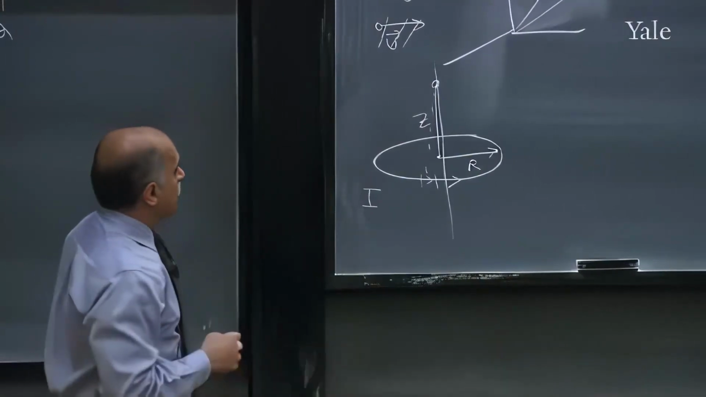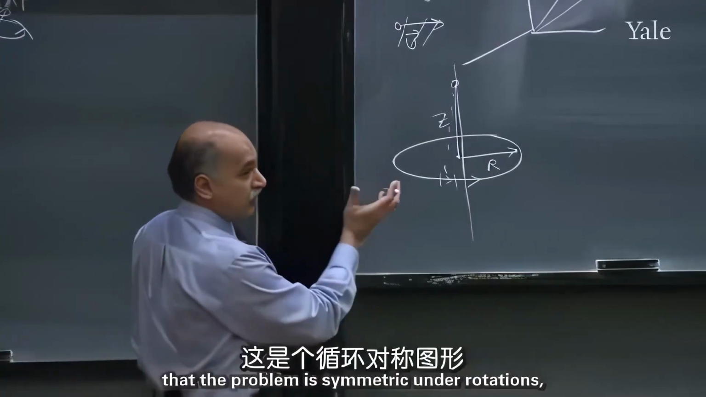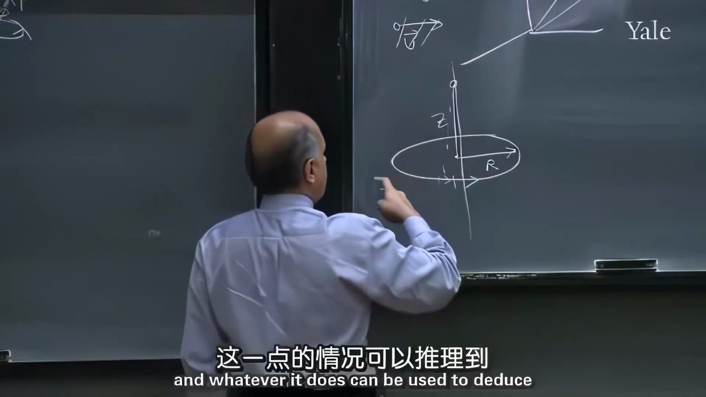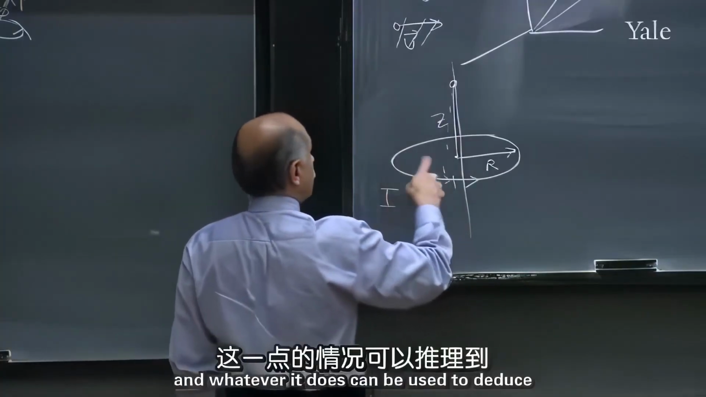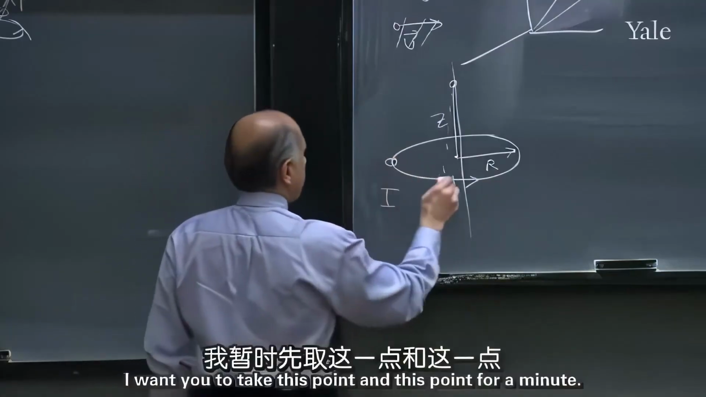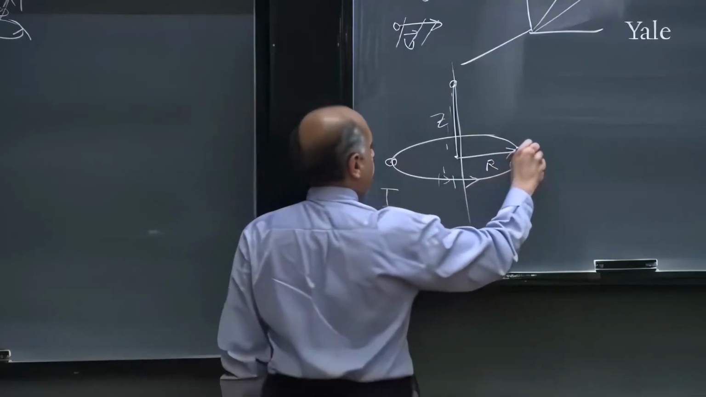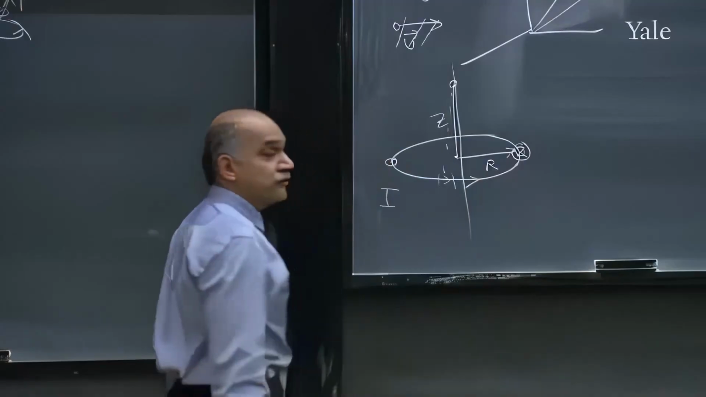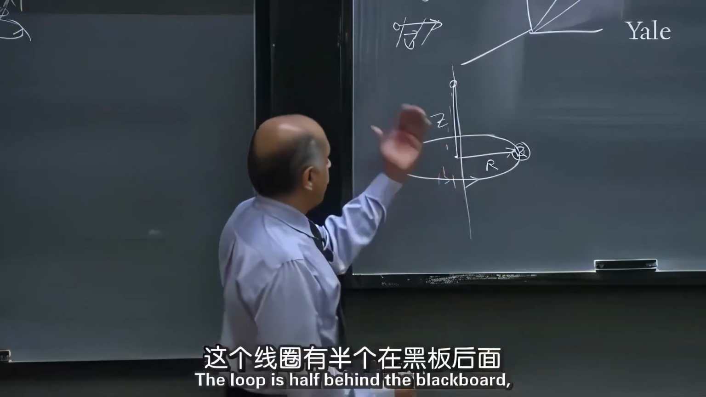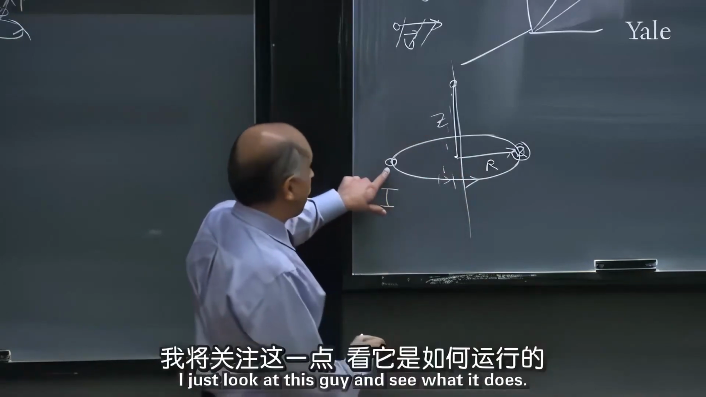So I'm going to show you, first of all, is it clear to you that by the fact that the problem is symmetric under rotations with respect to this axis, I can pick any one point and whatever it does can be used to deduce what other points will do. They're all on the same footing. So I want you to take this point and this point for a minute. Here the current is coming out of the blackboard, and here the current is going into the blackboard. Are you with me now? The loop is half behind the blackboard, half in front of the blackboard, and I slice it here. I just look at this guy and see what it does.